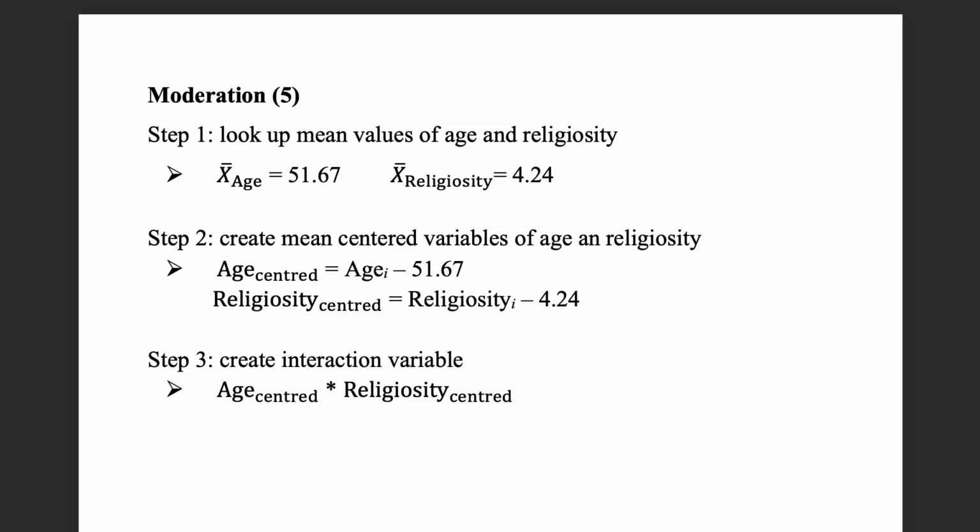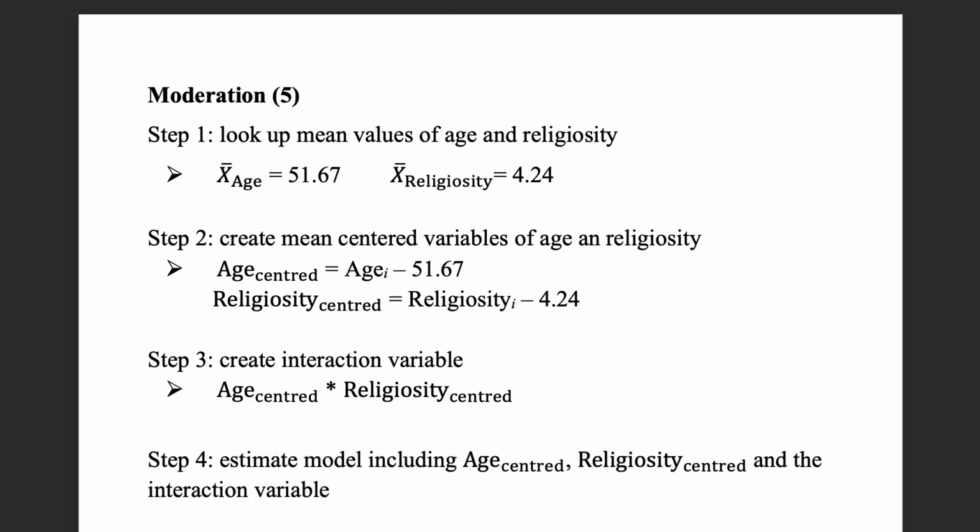So I created a mean-centered version of those variables, and now I'm going to create a third new variable in my data set, the interaction variable, where I'm multiplying each mean-centered value of age with each mean-centered value of religiosity. So that's now my interaction term.